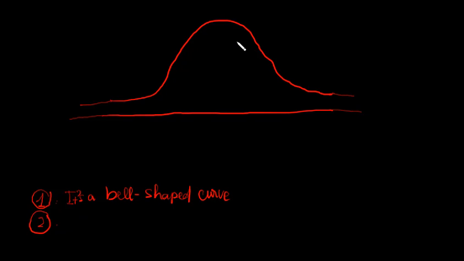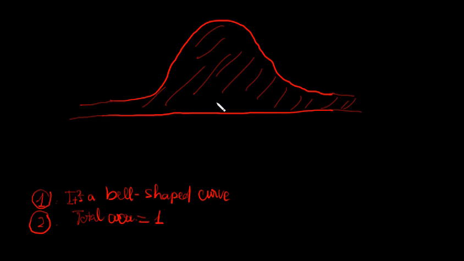So the second thing I want you to remember is that the total area under the curve is equal to 1. Including the tails, it goes to infinity on this side and this side too. So the total area is 1. The total area of this part is always 1, never changes.